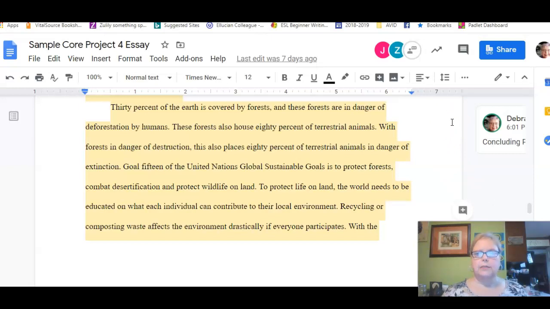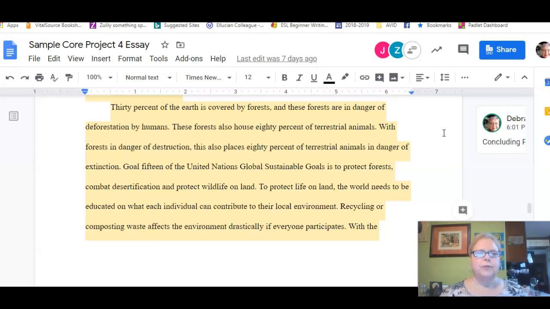And the way he's done it with his in-text citation and his works cited entries is very good. So you can follow his pattern. All right, here's his concluding paragraph. It says 30% of the earth is covered by forest, and these forests are in danger of deforestation by humans. These forests also house 80% of terrestrial animals. With forests in danger of destruction, this also places 80% of terrestrial animals in danger of extinction.